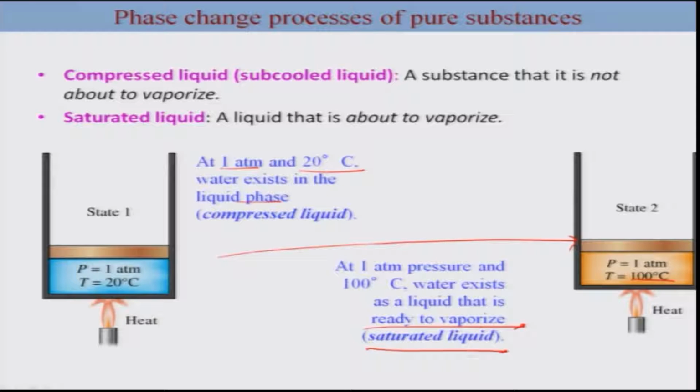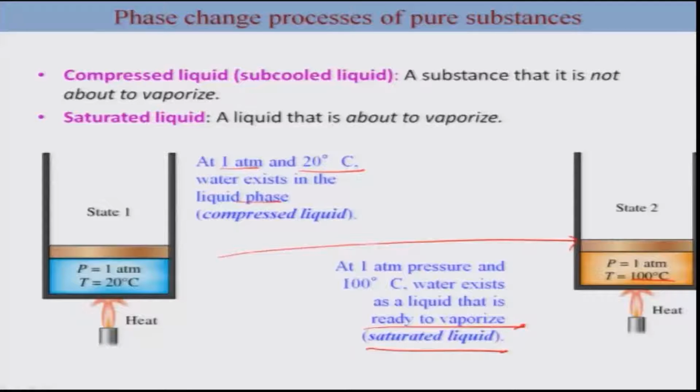The reason is that this liquid is now in equilibrium with its own vapor. It is about to vaporize. So, the word saturation is used for such a state or condition. It is something like the liquid being saturated with its own vapor, but this occurs at a specific condition. For 1 atmosphere, it occurs at 100 degrees Celsius. If you change the pressure, the temperature will change. This particular state, 1 atmosphere and 20 degrees Celsius, is sometimes also called compressed liquid. This is a liquid which is not going to vaporize at this condition.